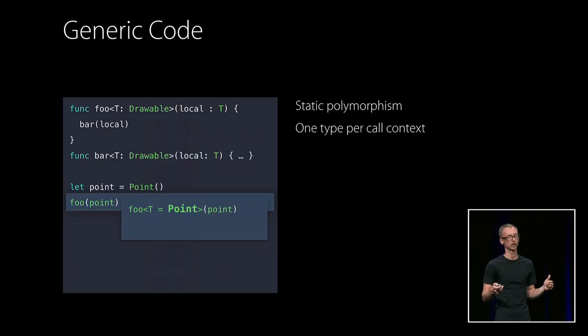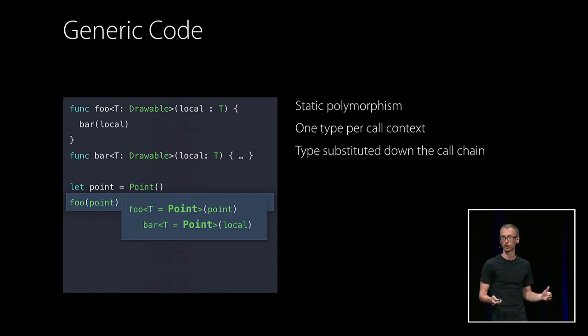Swift will bind the generic type t to the type used at this call site, which is in this case the point. When the function foo executes with this binding, and it gets to the function call of bar, the local variable has the type that was just bound, namely point. And so again, the generic parameter t in this call context is bound to the type point. As we can see, the type is substituted down the call chain along the parameters. This is what we mean by a more static form of polymorphism or parametric polymorphism.